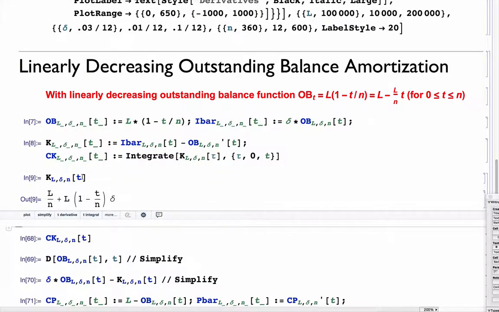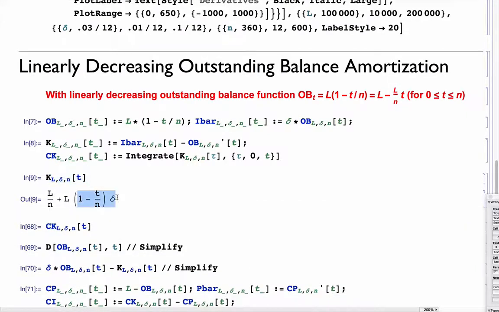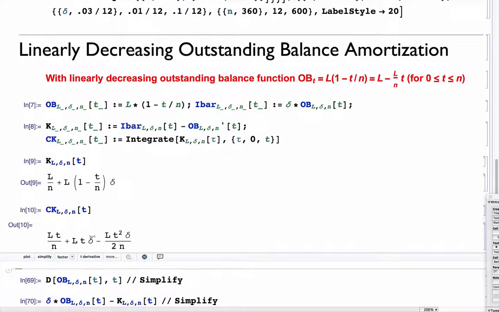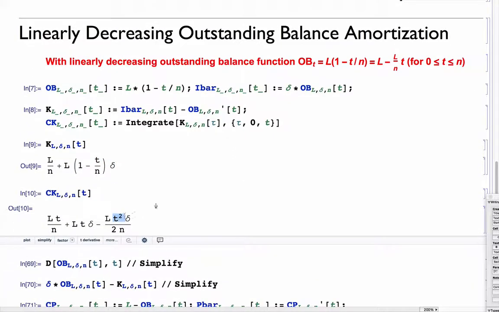Here's the form for K in this example. It's a linear decreasing function. You can see a function of t. Its antiderivative would then be quadratic, I guess. Yeah, you can see a t squared there.